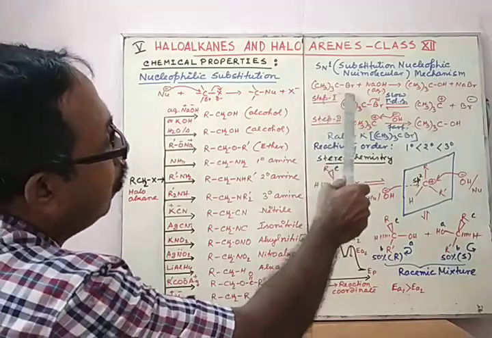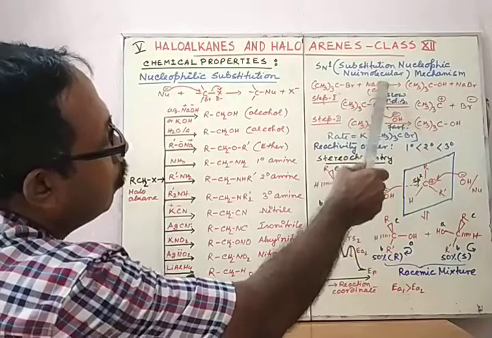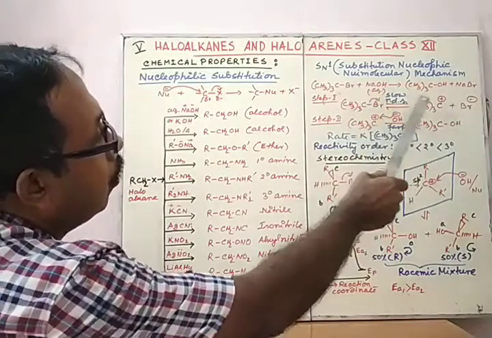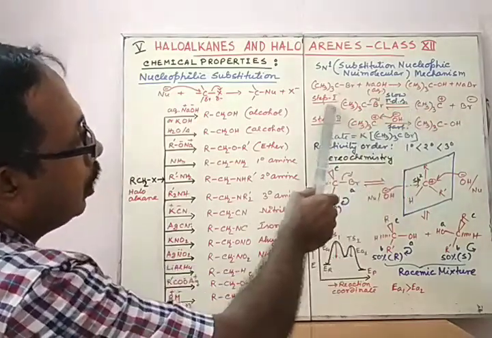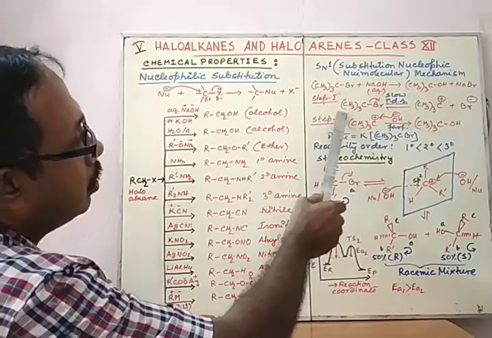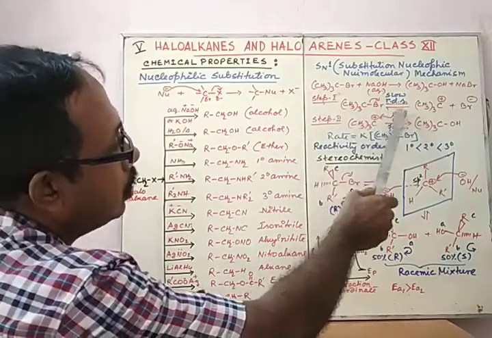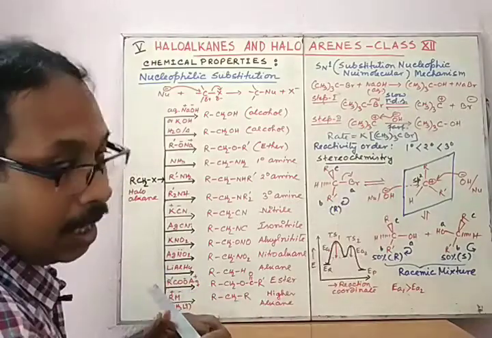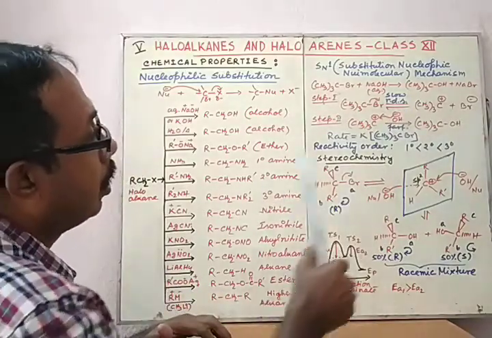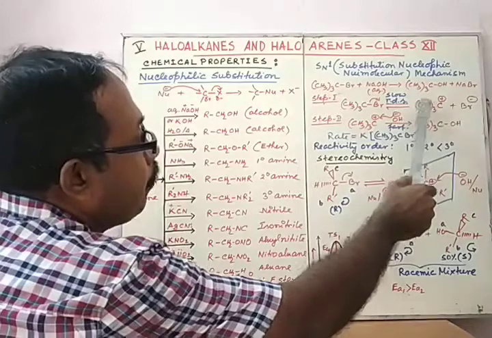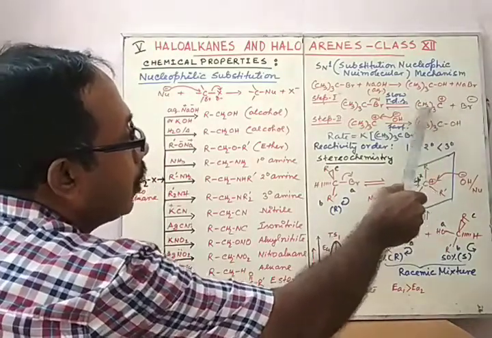Say a 3 degree haloalkane, when treated with a nucleophilic agent like aqueous alkali, gives the alcohol by following the two-step process. The first step is the rate determining step as well as the slowest step, giving rise to the carbocation. This is a 3 degree stable carbocation formed.